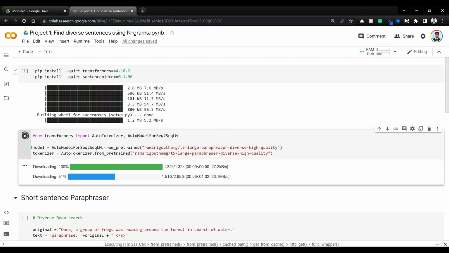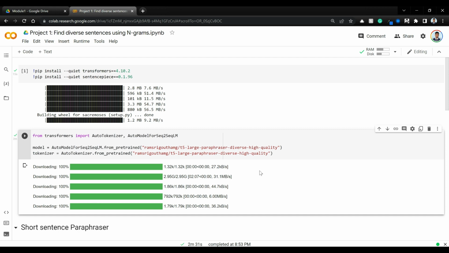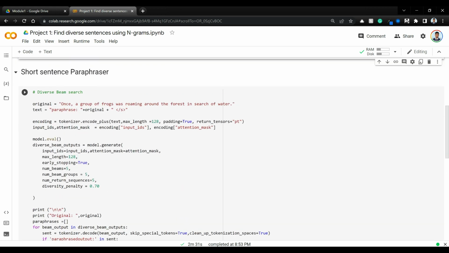And you don't need to understand anything with respect to transformers or the paraphrasing models or anything. All you need to do is use this model, and whatever output that we get, which is the paraphrased versions of a given sentence, we are going to rearrange them in the order of highest diversity using n-grams. So no need to know anything about transformers or paraphrasers, etc. Now we are done with downloading of the model. Let's move on to the next section.